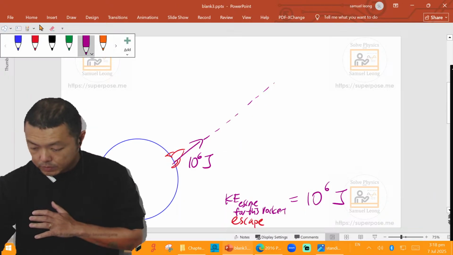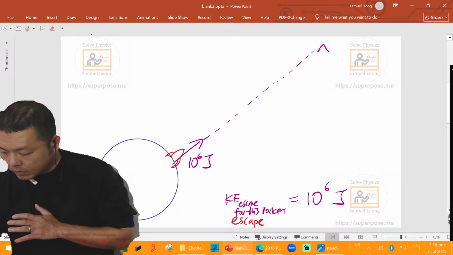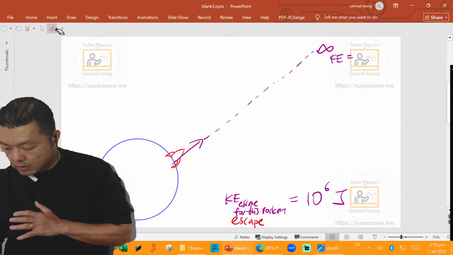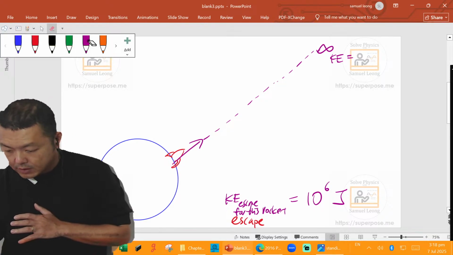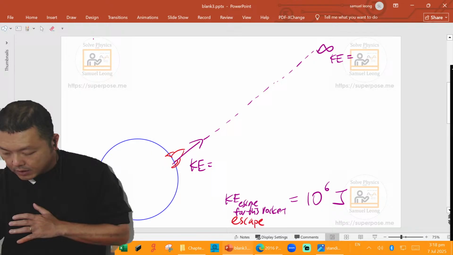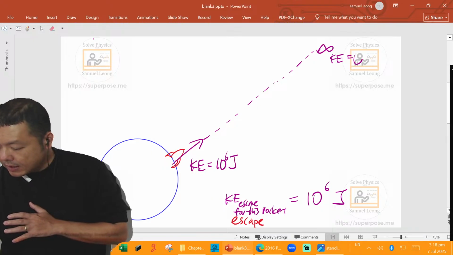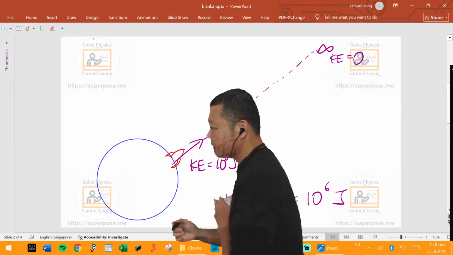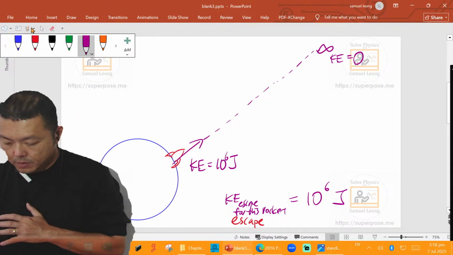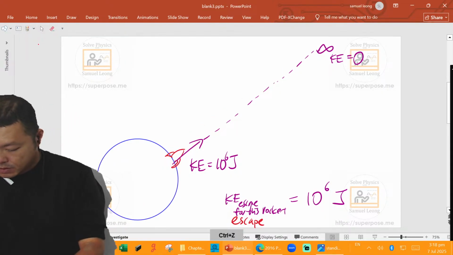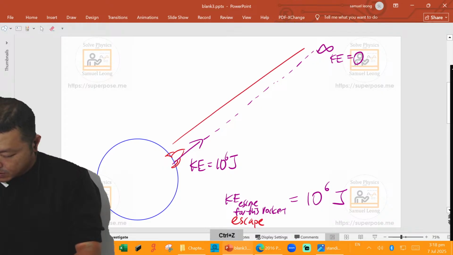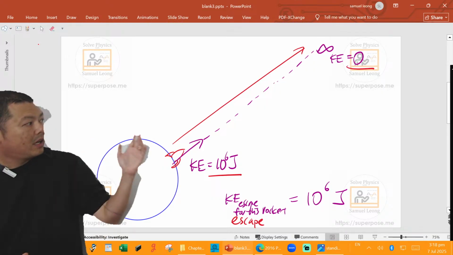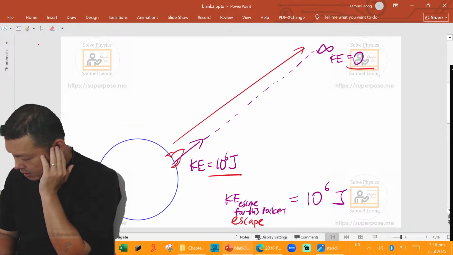You escape to, what will be his final KE? His final KE will be 0, right? Okay, hang on. Let me ask you this, okay? So am I right to say that the rocket will decelerate as it flies away? Will it decelerate as it flies away?